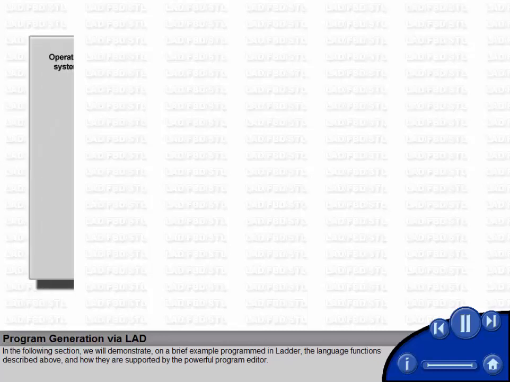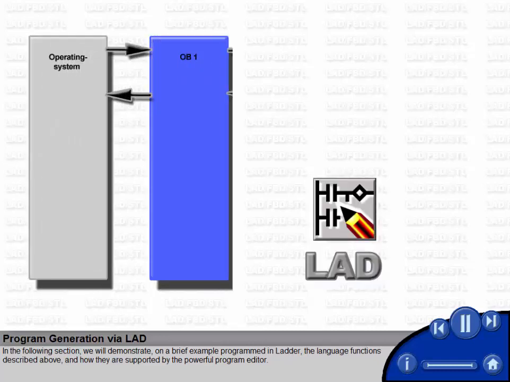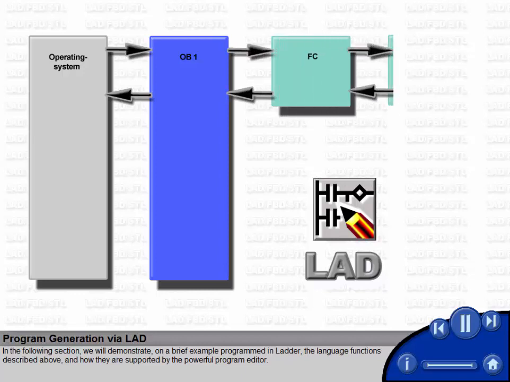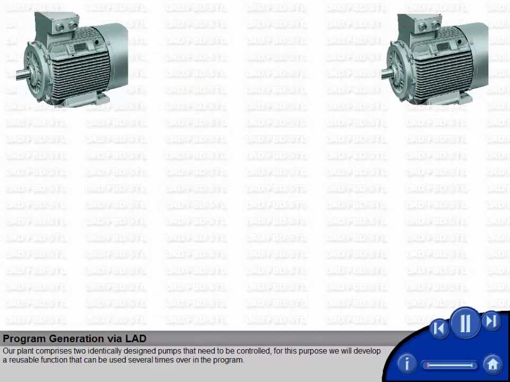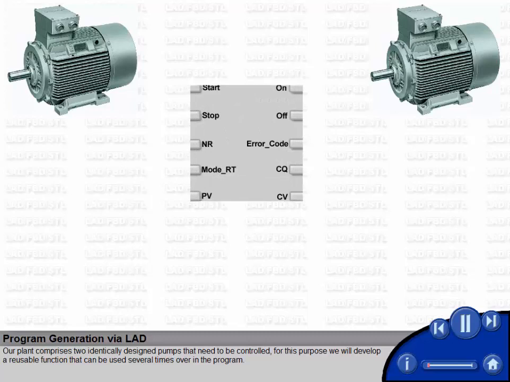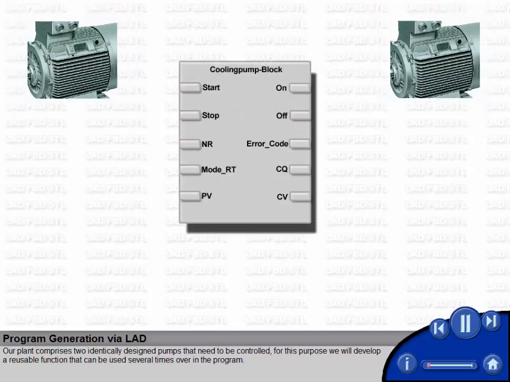In the following section, we will demonstrate on a brief example programmed in ladder the language functions described above and how they are supported by the powerful program editor. Our plant comprises two identically designed pumps that need to be controlled. For this purpose, we will develop a reusable function that can be used several times over in the program.